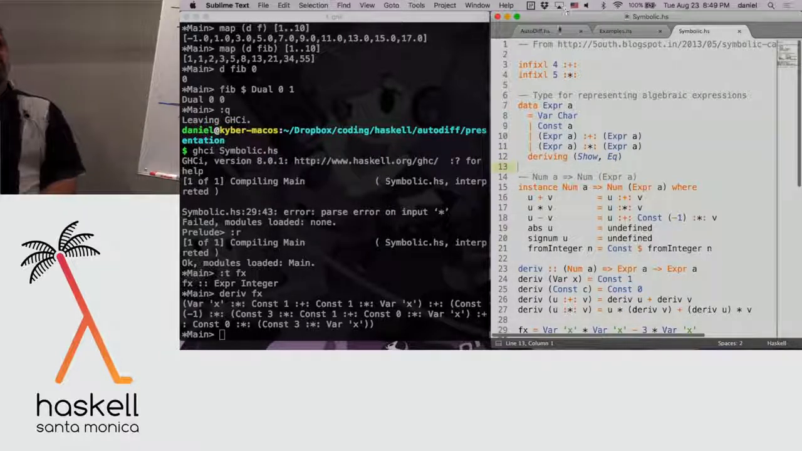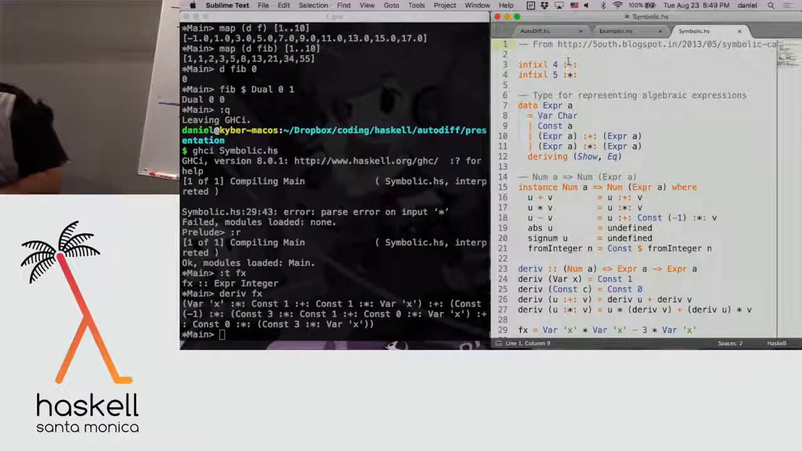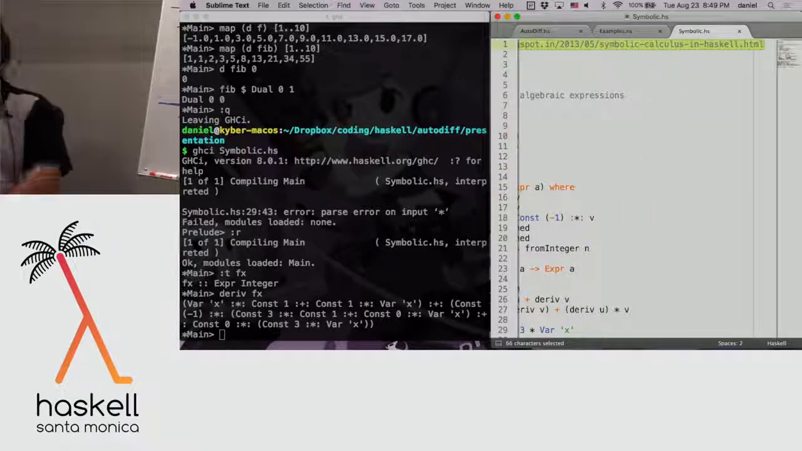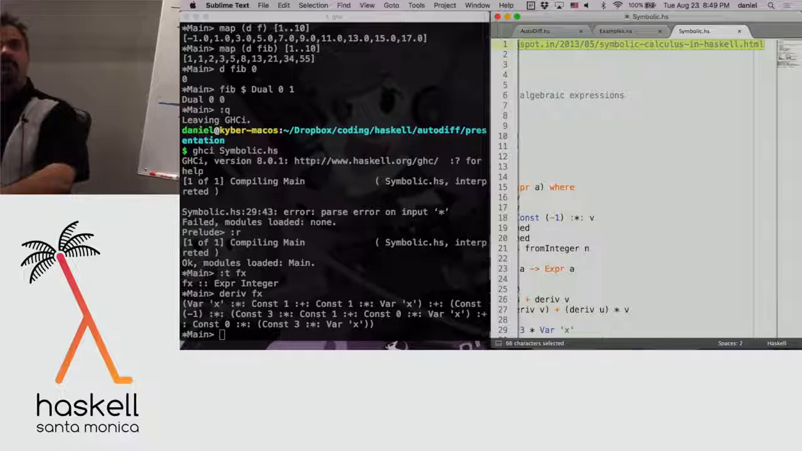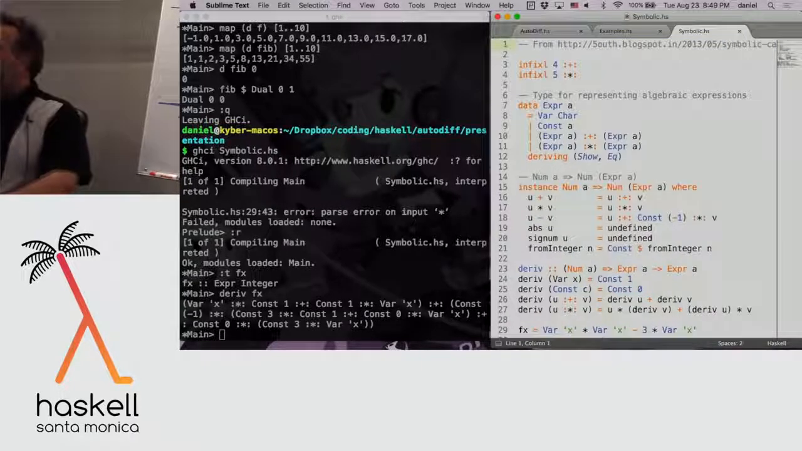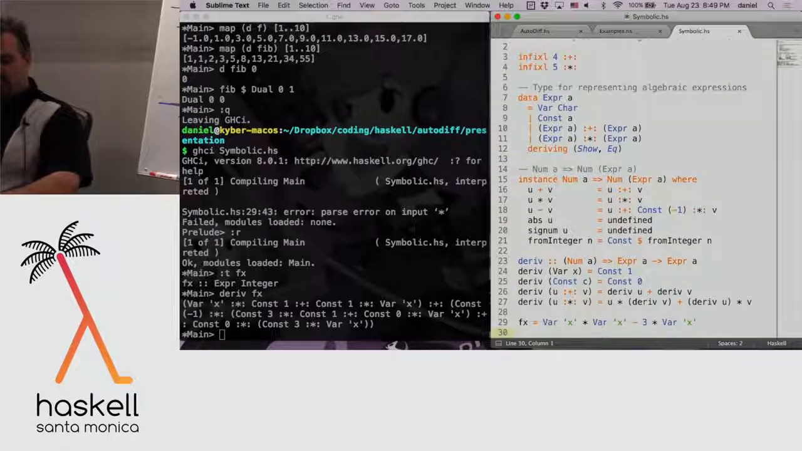If you want to see all of that, and this gentleman implements it fully, like implements all the stuff that I'm not implementing, you can see it right here in this block. But again, it's not automatic differentiation, and it's not using the same code.